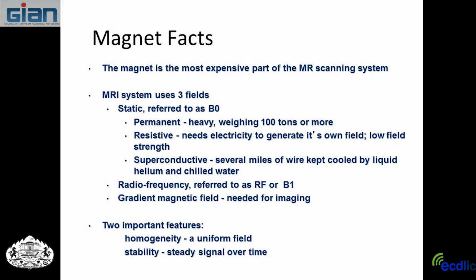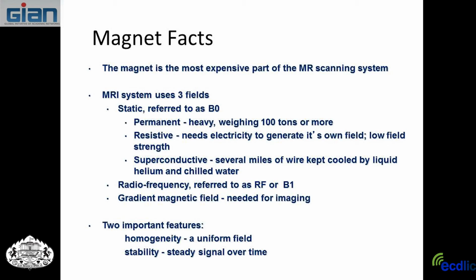So let's see. It's superconductive, and it's resistive. It needs electricity to generate the field, and this is again done by the fact that magnetic fields and electrical fields travel together. So another field that we use in this MRI machine is a radio frequency, or referred to as an RF field, or B1, and we use gradient magnetic fields, and we'll see later how these gradient fields are used to actually create the image of the MRI.